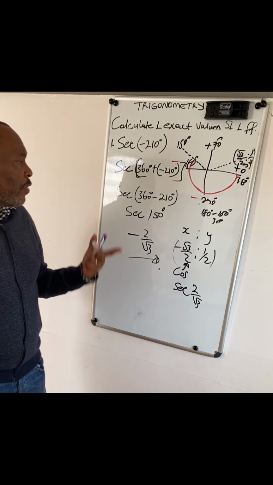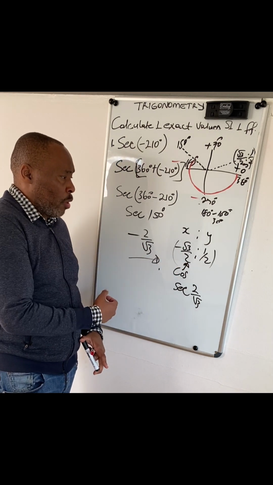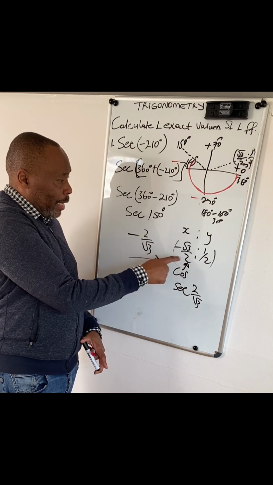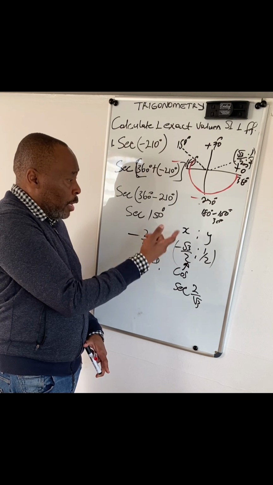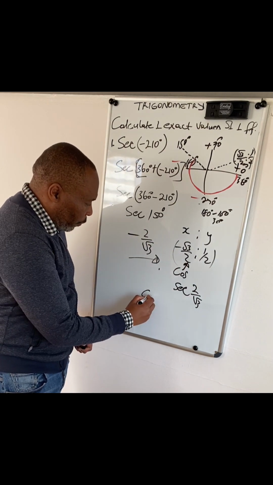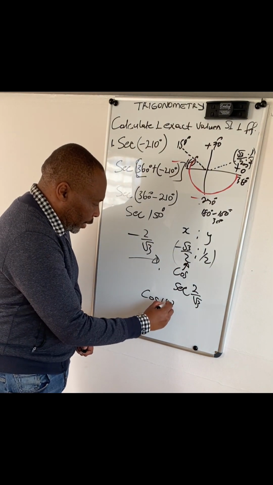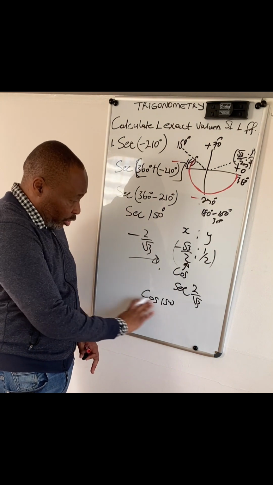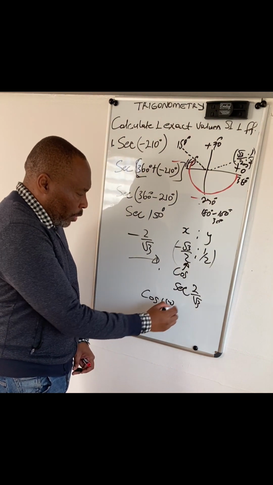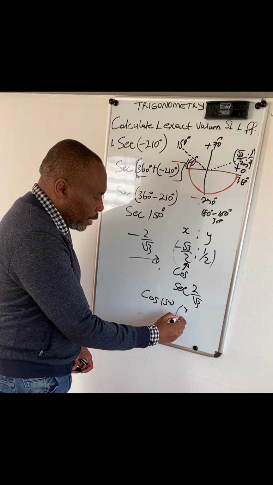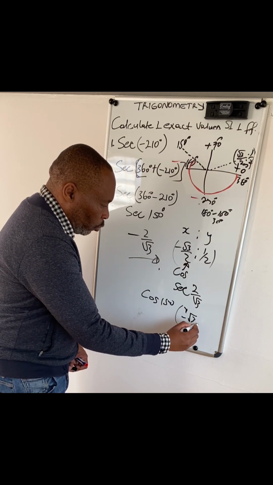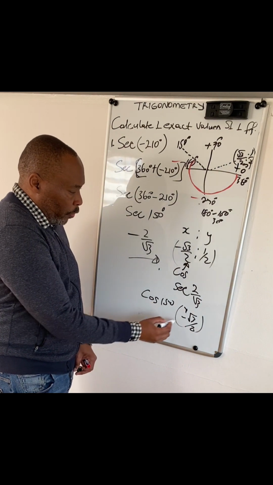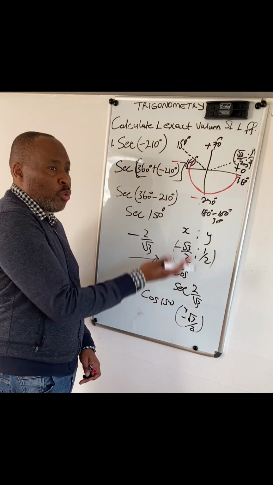At times you may not even need to find out which quadrant you are in. Just look at this angle and look at these values, and you know that sec is the inverse of cos. For instance, if this was cos 150 degrees, you know the values at 150, x is negative root 3 over 2. So cos 150, you don't have to worry about which quadrant.